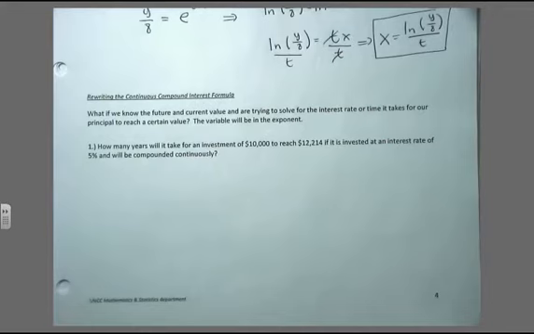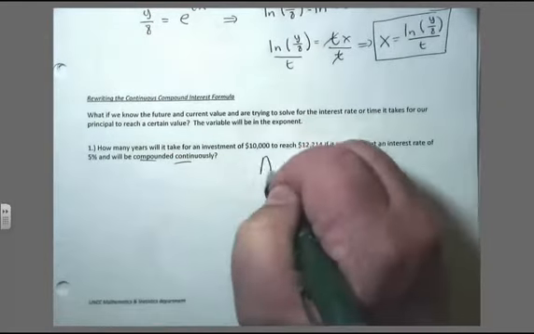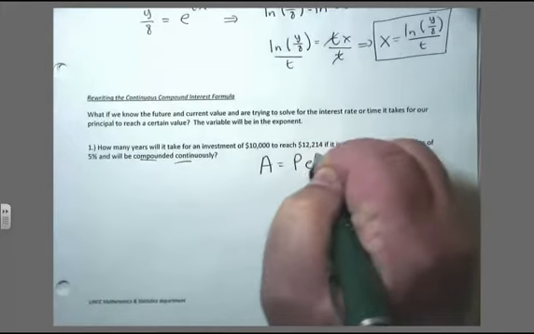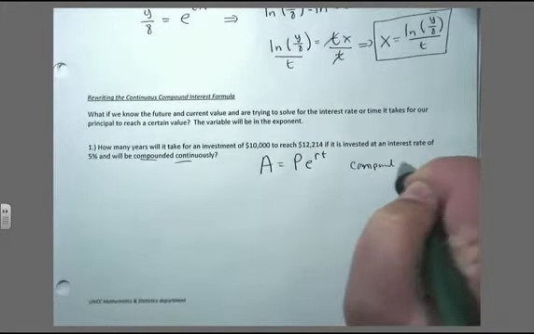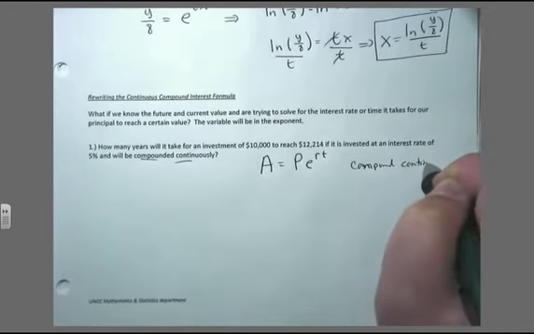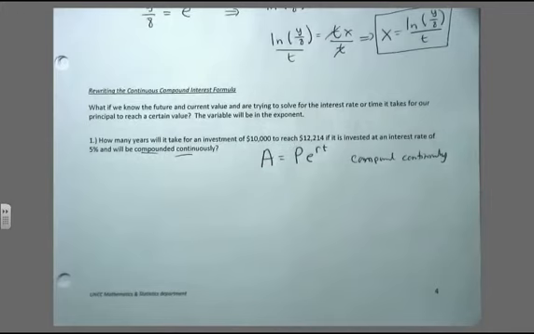We're solving for exponents. How many years will it take an investment of $10,000 to reach $12,214 if it's invested at an interest rate of 5% compounded continuously? We've got to memorize our formulas. What is the formula for compounded continuously? A equals P e to the rt. Pure memorization. Compounded continuously, A equals Pe^rt.